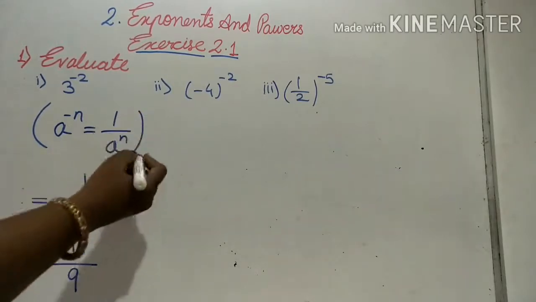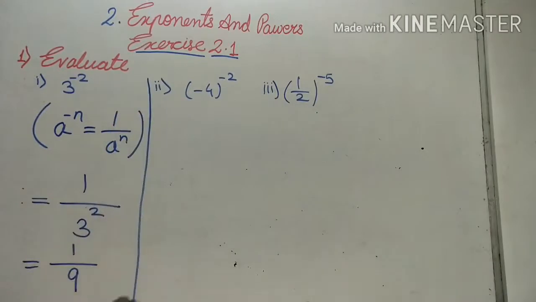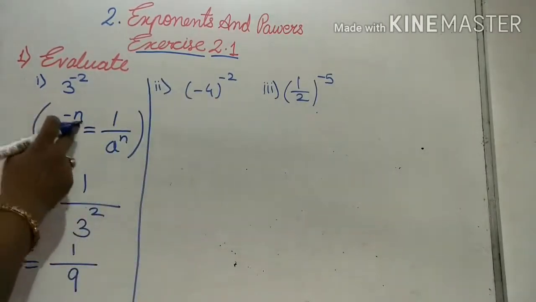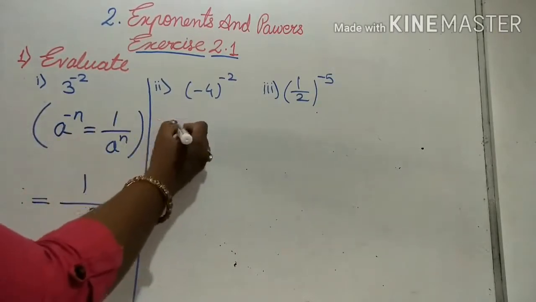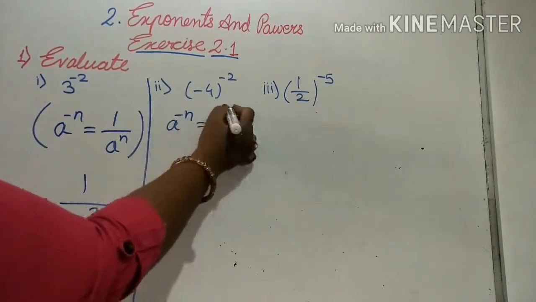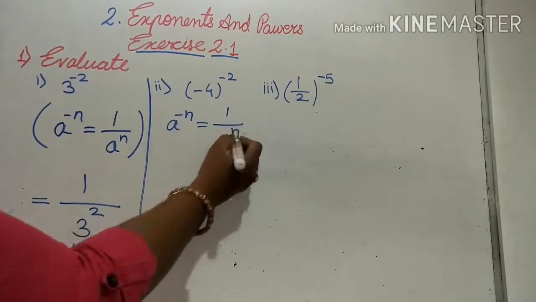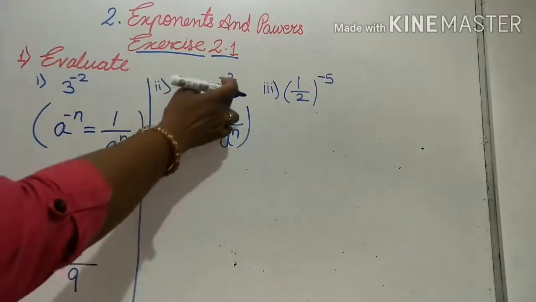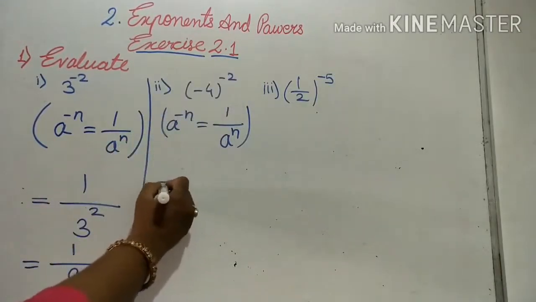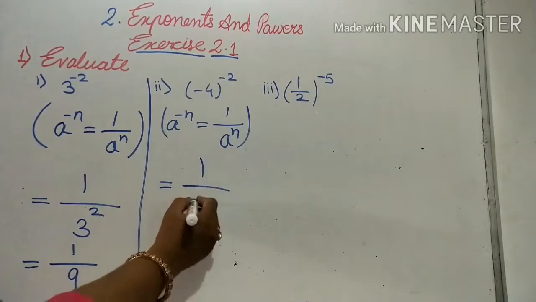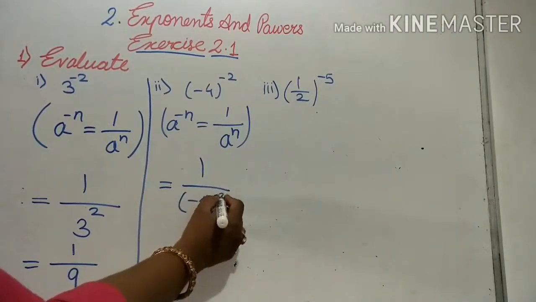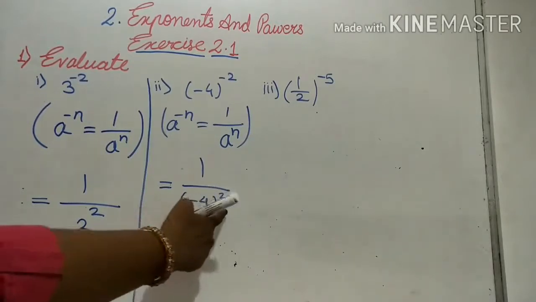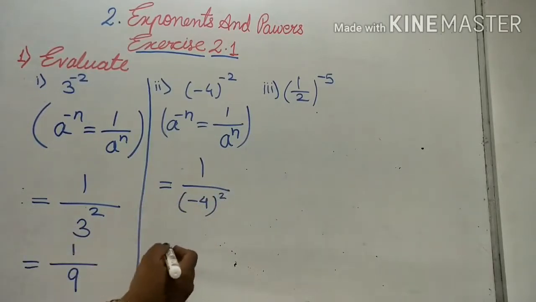For the second one also we have to use laws of exponents. The same law we have to use here: a raised to minus n is equal to 1 divided by a raised to n. Here a means minus 4, and minus n is minus 2, so it is equal to 1 divided by minus 4 raised to 2. Minus 4 square means we have to multiply minus 4 two times.